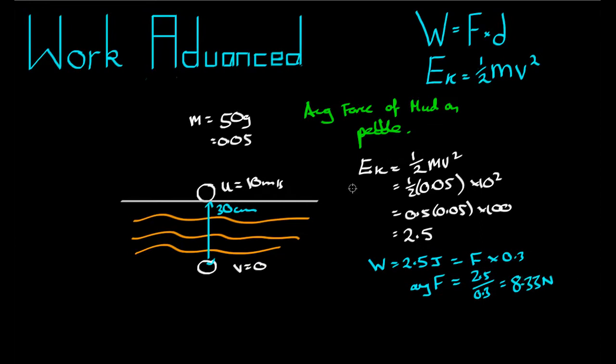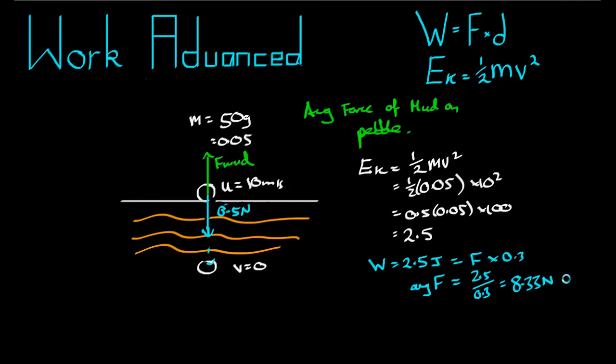But here's where things get complicated. We're looking for the average force of the mud on the pebble, and that only accounts for some of the force acting on the pebble. If we just put in a force diagram here, the force of the mud on the pebble, so force mud, is in that direction. But don't forget there's also the gravity force acting on the pebble in that direction, which is equal to mg, which is equal to 0.05 times 10, or 0.5 newtons.